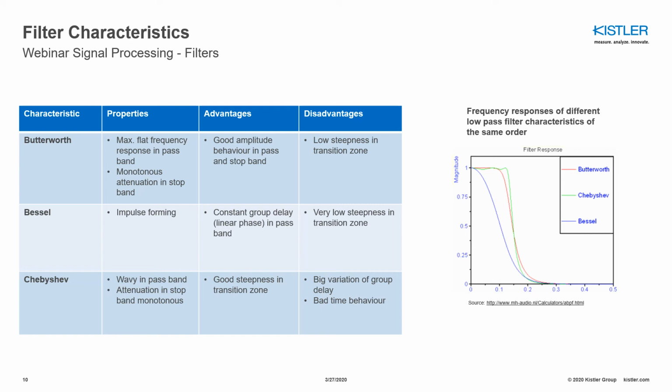Last but not least, the Chebyshev characteristic. The properties here are a very wavy behavior in the passband. You can clearly see this if you have a look at the green characteristic. It is very wavy in the passband, and it has an attenuation in the stopband which is monotonous. The advantage of this characteristic is a good steepness in the transition zone. You can clearly see this. The Chebyshev characteristic, which is the green line, is the steepest characteristic of the three.